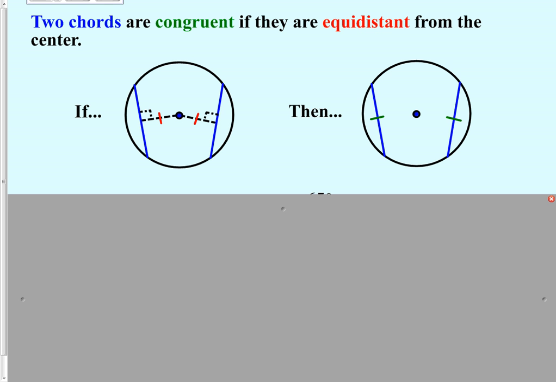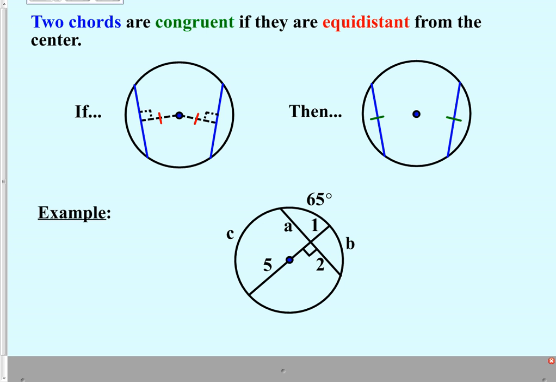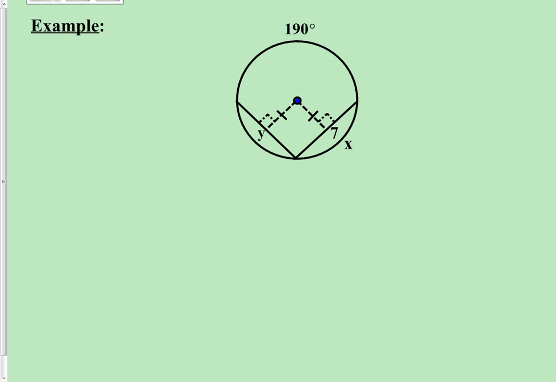Okay, another little rule that comes into play here is if you have two chords that are congruent to each other, or actually two ways of looking at it. If you know for a fact that they are the same distance away from the center point, then that is going to force them to be congruent to each other. The converse of that is also true. If you know for a fact that the two chords are congruent, then that's going to mean that they are the same distance away from the center point of the circle. So we looked at some examples, and I believe that was all.